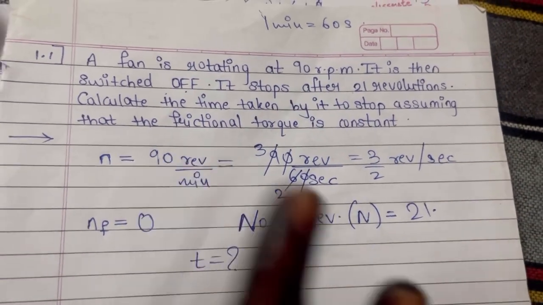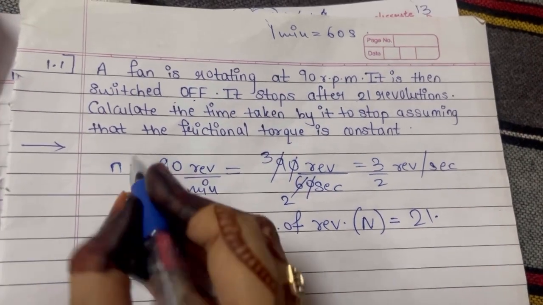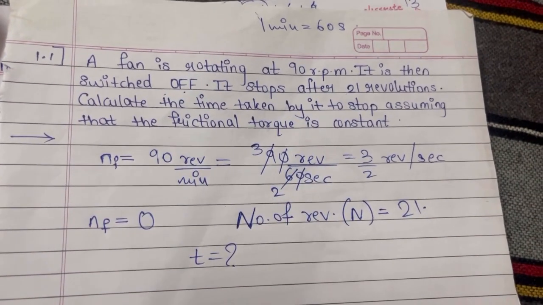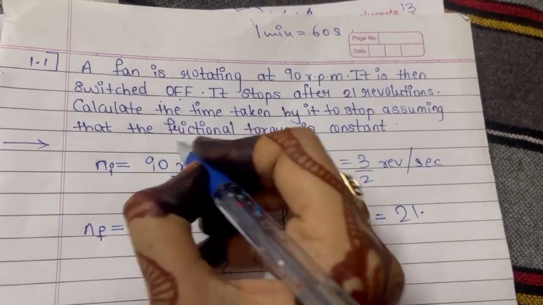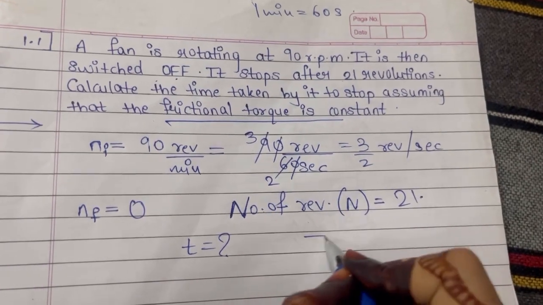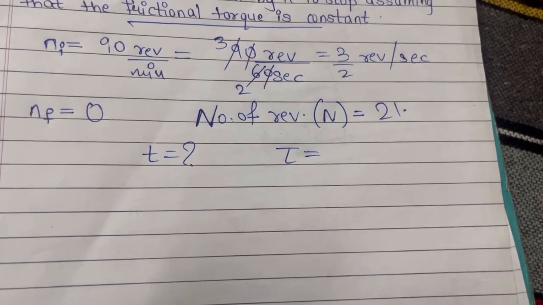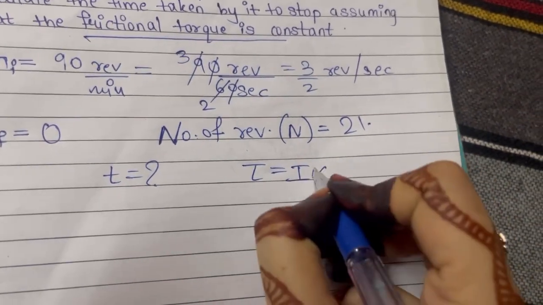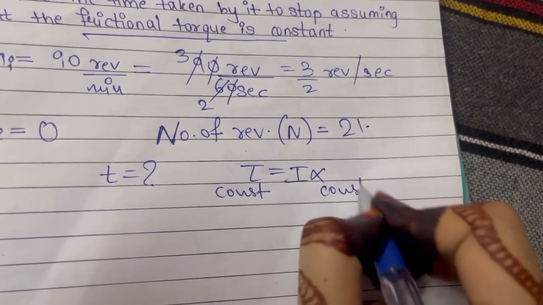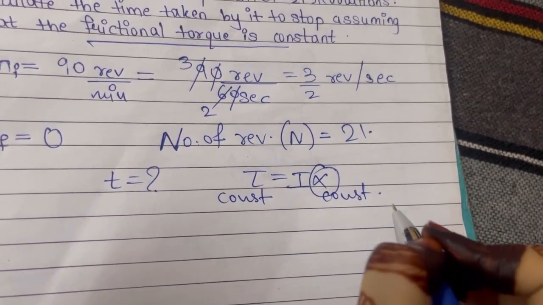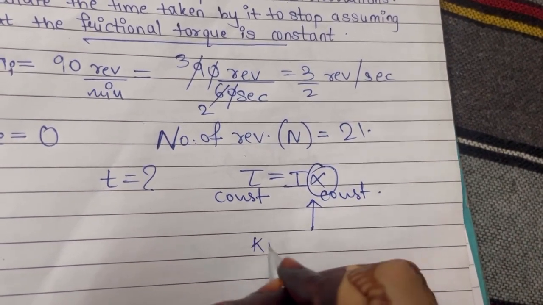But final frequency means it has stopped, so the final frequency is 0, and this is the initial frequency. Time taken by the fan to stop, assuming that the frictional torque is constant. Now if you study the formula of torque in this chapter, it is I alpha. If tau is constant, of course alpha is going to be constant. Alpha is nothing but angular acceleration. Now whenever alpha is constant, we can use kinematical equations.